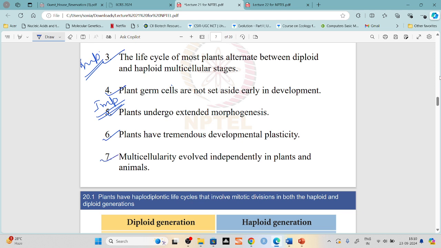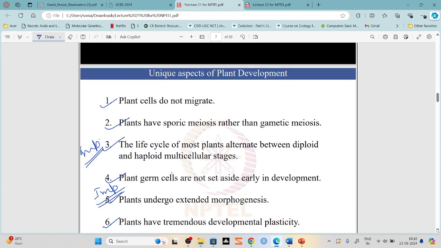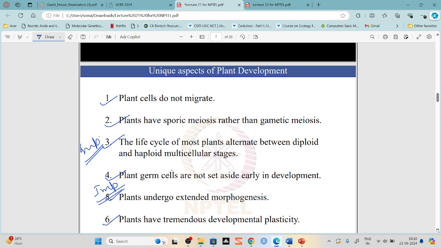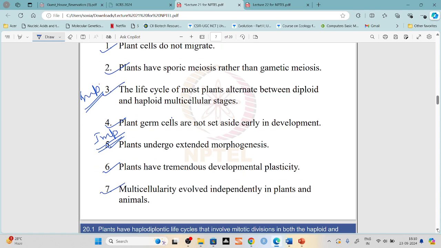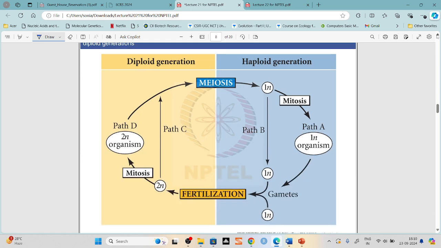So these are some of the points which differentiate the developmental process between plants and animals. I'm repeating it again. First, plant cells do not migrate. Plants have sporic meiosis rather than gametic meiosis. The life cycle of most plants alternates between diploid and haploid multicellular stages. Plant germ cells are not set aside early in development. Plants undergo extended morphogenesis. Plants have tremendous developmental plasticity, and multicellularity evolved independently in plants and animals. And now we'll just see this figure.